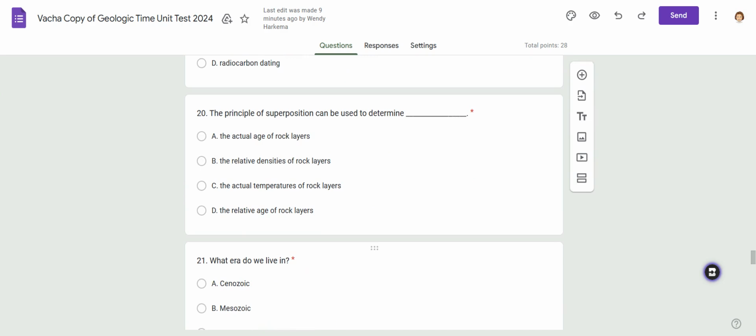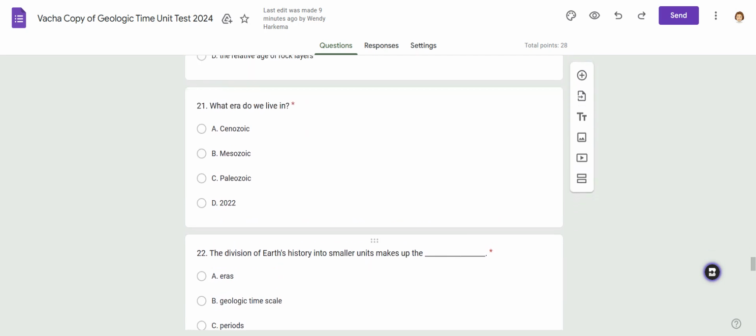Number 20, the principle of superposition can be used to determine blank. A, the actual age of rock layers, B, the relative densities of rock layers, C, the actual temperatures of rock layers, or D, the relative age of rock layers.